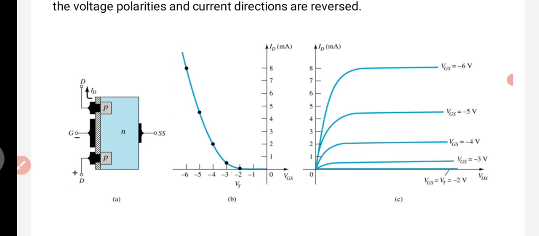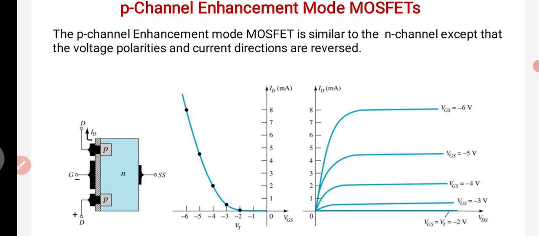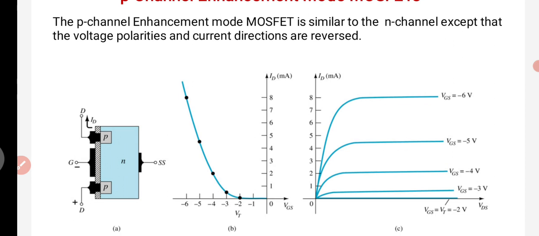Here, when VGS increases in the negative direction, the ID will increase. At the same time, when we are increasing the VDS, the ID will be maintained at a constant value. This constant value is our saturated region. That region is called the saturation level, where the ID is maintained constant. So these are the transfer curves of a P channel in enhancement mode of operation.